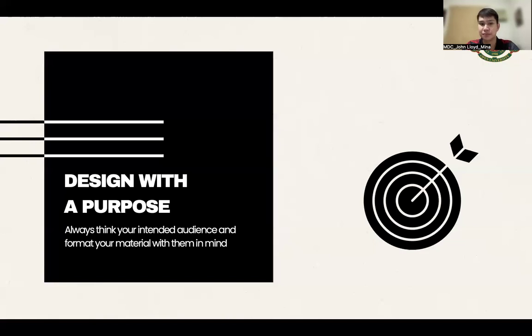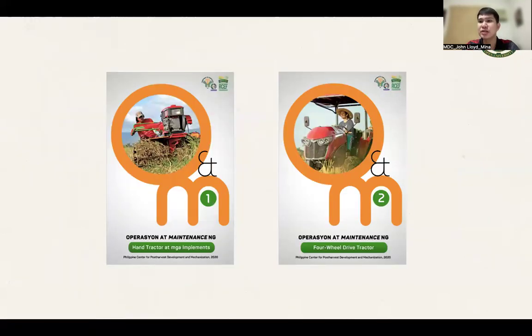Here's an example. Two years ago, I designed and produced an operation and maintenance manual. When I conceptualized this manual, I focused on the target audience. Since the manual was about machine operation and maintenance, I opted for a simpler design. I highlighted photos of each machine on the cover page, making it easy for users to identify the content at a first glance.